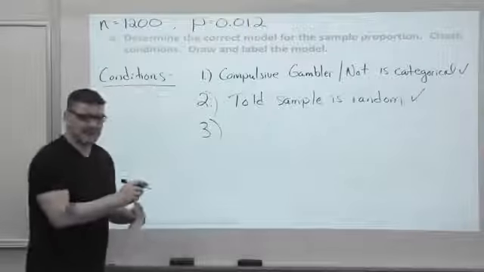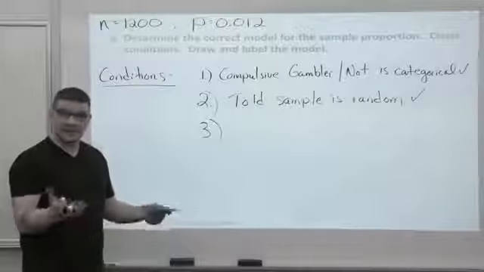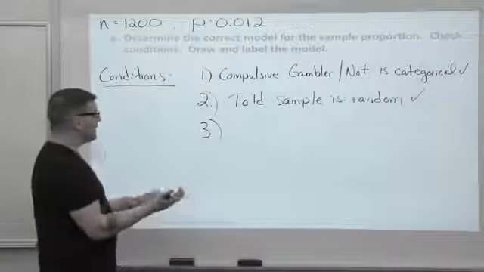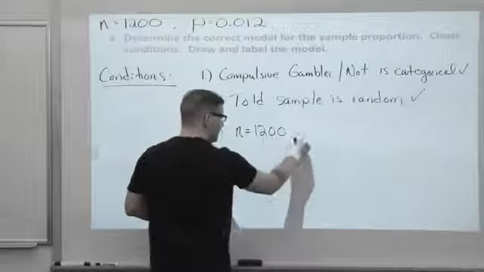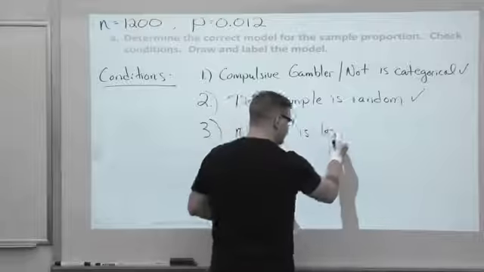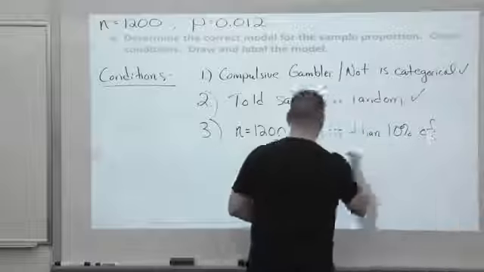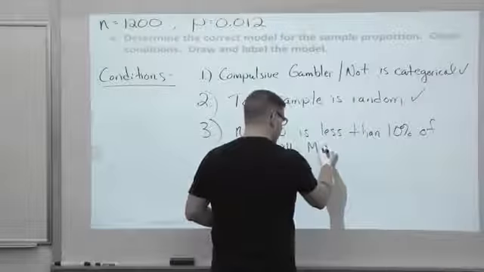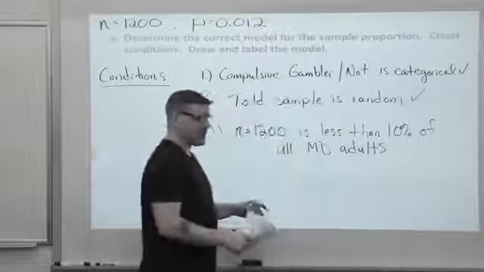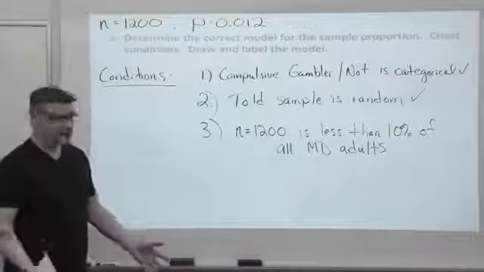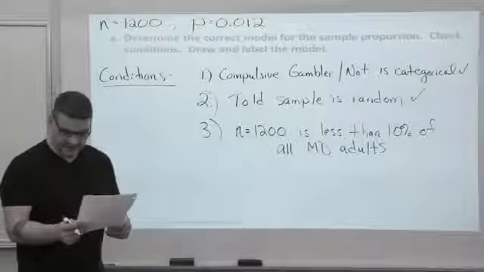Number three is that sample size. The sample size needs to be less than 10% of the population size, and we definitely have that. n equals 1,200 is certainly less than 10% of all Maryland adults. A lot of people are surprised, but I looked it up. There's over 5 million people that live in the state of Maryland. So 1,200 is certainly less than 10% of the 5 million.